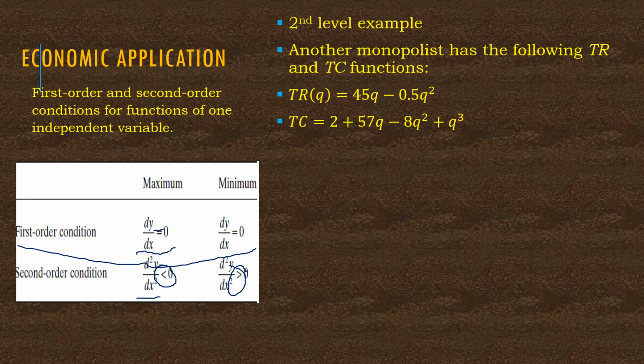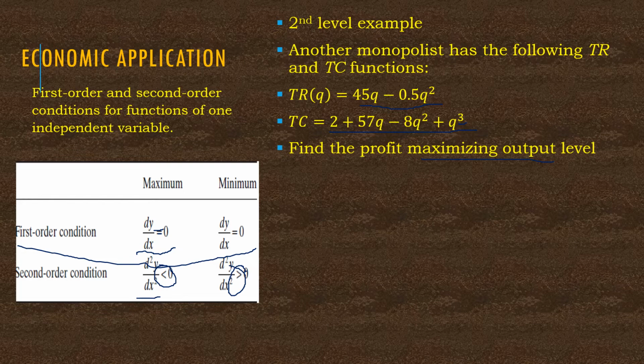Now, on the second level example, let's have a second level example. That means, if we are already on the third or the cubic functions or even on the fourth level functions. Okay, another monopolist has the following total revenue and total cost functions. Total revenue is 45q minus 0.5q squared, while the total cost is 2 plus 57q minus 8q squared plus q cubed. Okay, question: find the profit maximizing output level. That means we are finding the output that will maximize the profit.